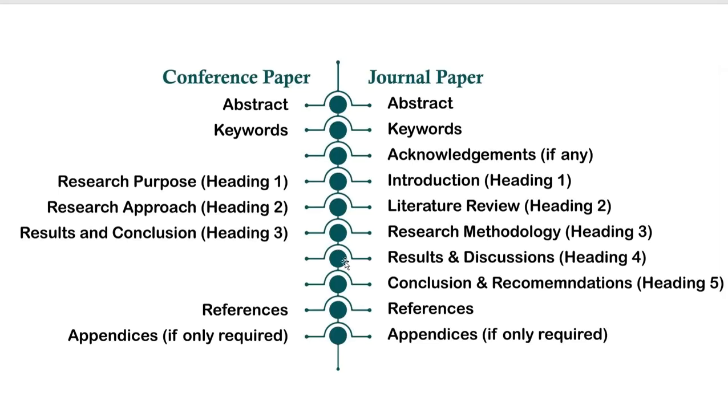Then, you know, what is the significant difference between how to write, how to map, and how to identify? What is the difference between a conference paper and a journal paper? For a conference paper, the structure is abstract, keywords, research purpose, research approach, results and conclusion, references, and appendices if required.